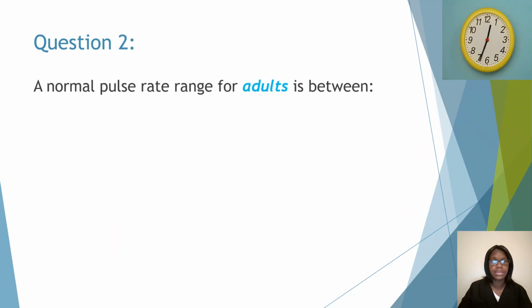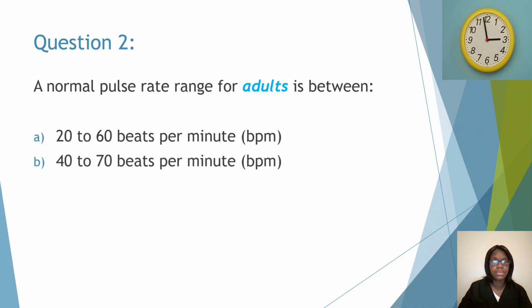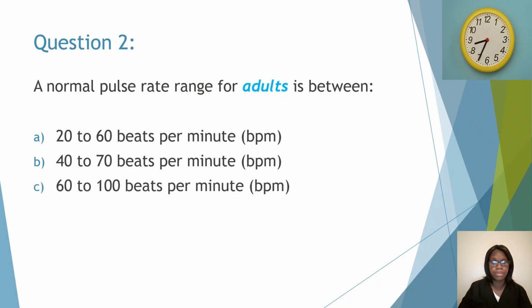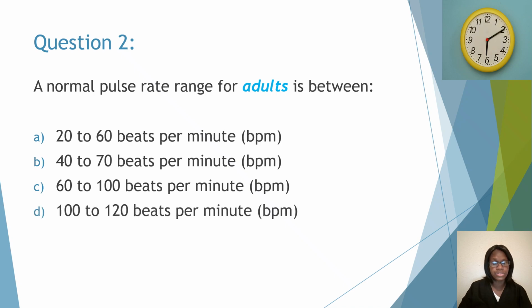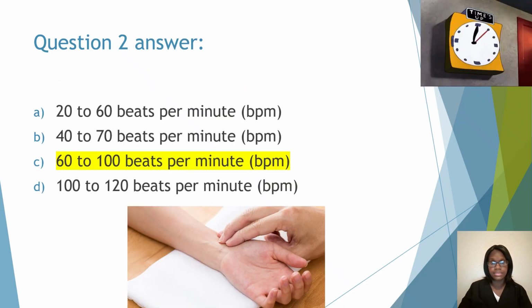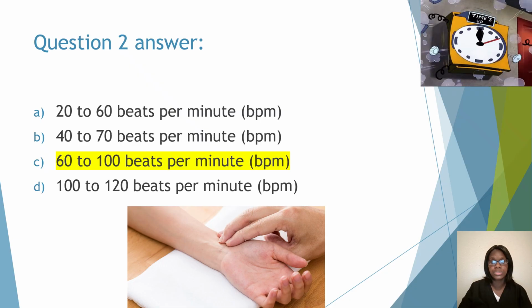Question 2. A normal pulse rate range for adults is between A, 20 to 60 beats per minute, B, 40 to 70 beats per minute, C, 60 to 100 beats per minute, D, 100 to 120 beats per minute. Okay, the correct answer is C, 60 to 100 beats per minute.